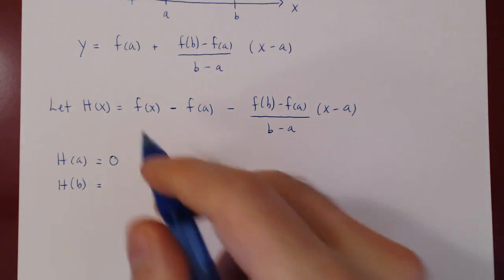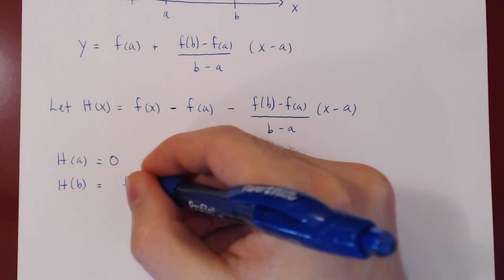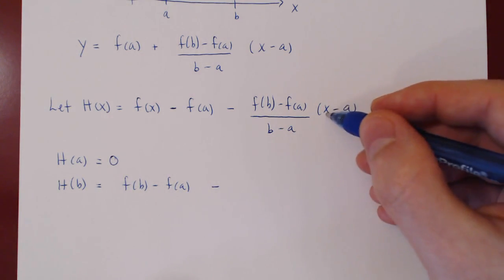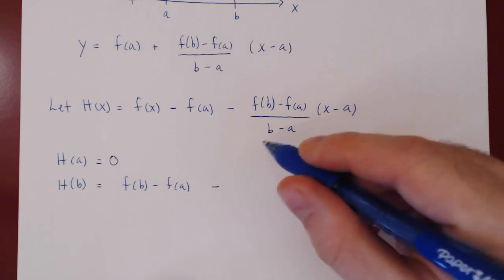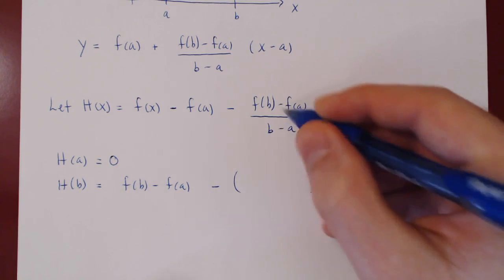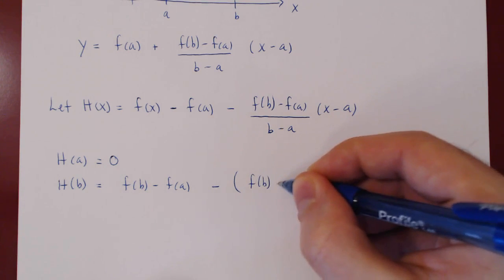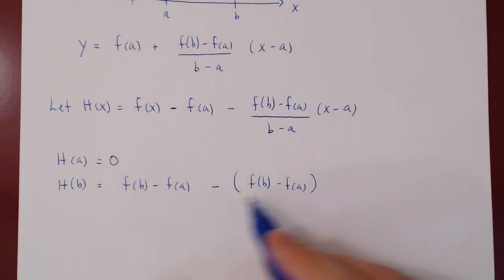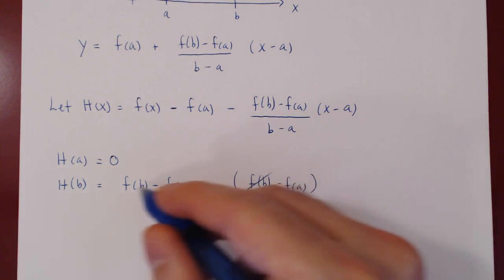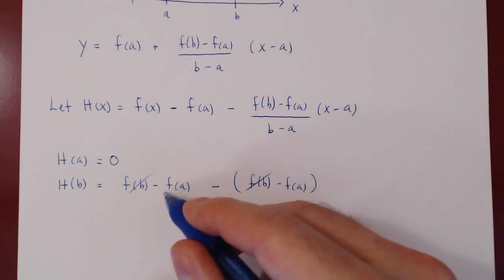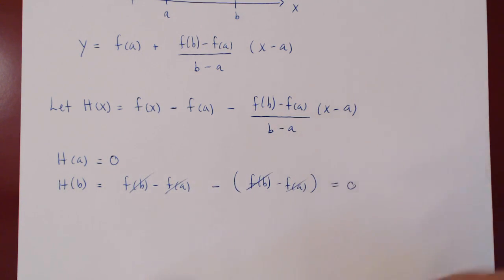Well, we'll have f of b minus f of a minus, and if you replace x by b, you have b minus a over b minus a. This cancels, and you'll be left with the numerator only of your fraction, which is f of b minus f of a. But if you subtract, you'll get f of b minus f of b. They cancel. Negative f of a, negative f of a, so plus f of a. These two will also cancel, and you're left with 0. So you see that this function h of x satisfies the 3 assumptions of Rolle's theorem.